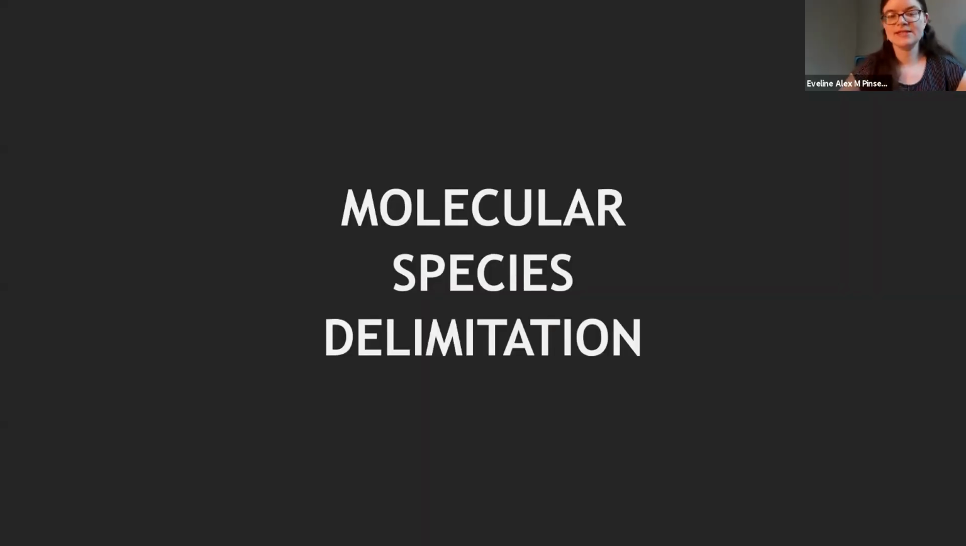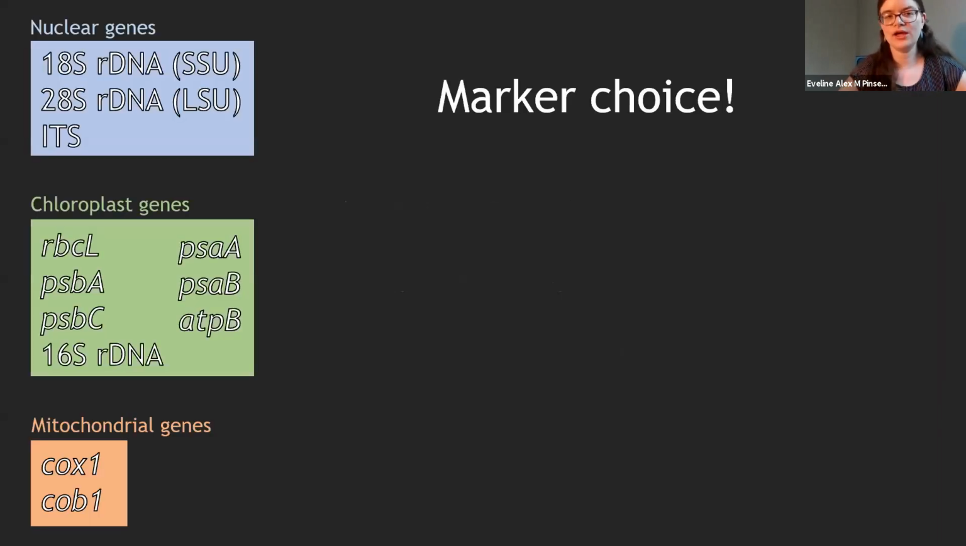Now I have all of these samples in the freezer. I got all of these slides of my culture somewhere in a closet. And now the exciting part starts. I want to do molecular species delimitation. And the first thing you have to do if you want to do this is you have to choose which markers to sequence. And here on the left, I'm showing you a list of the most general markers which are sequenced for diatoms at the moment. So these include nuclear genes from the ribosomal DNA, chloroplast genes, and mitochondrial genes.